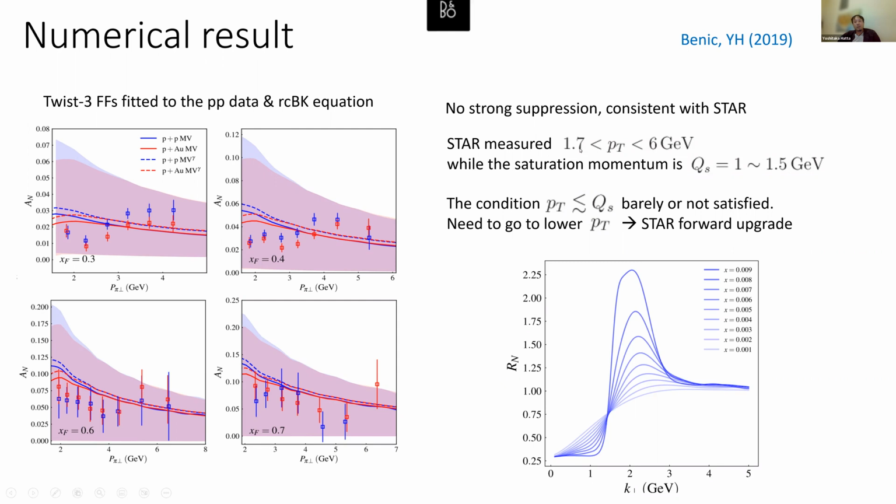So the PT is between 1.7 and 6 GeV, which is large compared to the saturation momentum of the nucleus, sorry. And in order to really see this suppression, you have to go to PT less than the saturation momentum, which was not possible in the old measurement. But this will be done in the new measurement, because the STAR people can now do this thanks to the forward upgrade. And maybe there will be new data in the next one or two years.